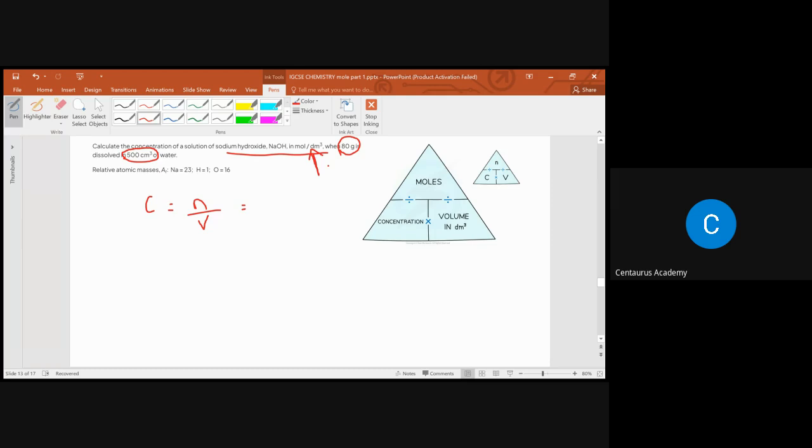How are you going to find out the number of moles? Does anyone remember the formula? Moles is equal to mass over molar mass. What is the mass? It is 80. It will be divided by the molar mass. Yes, it is divided, not multiplied. Mass over molar mass. Yes. Okay. Sorry.